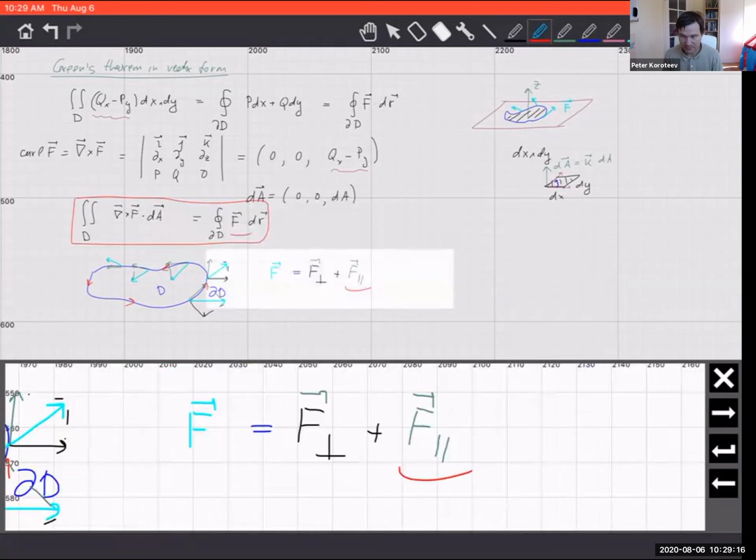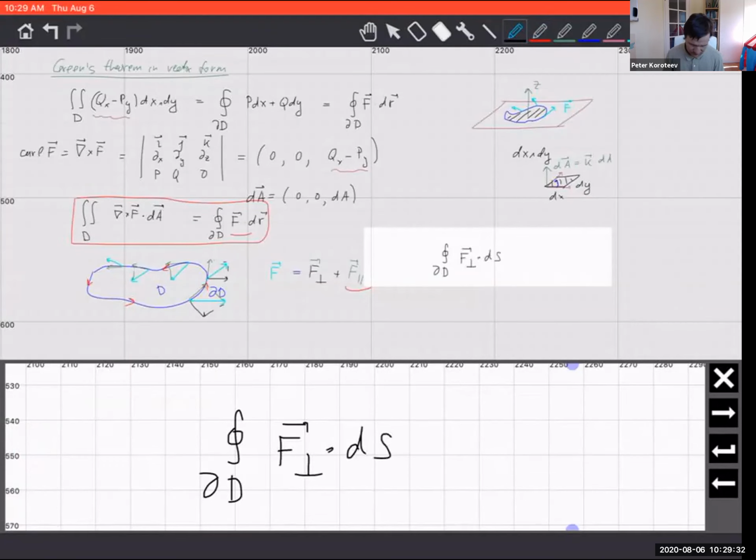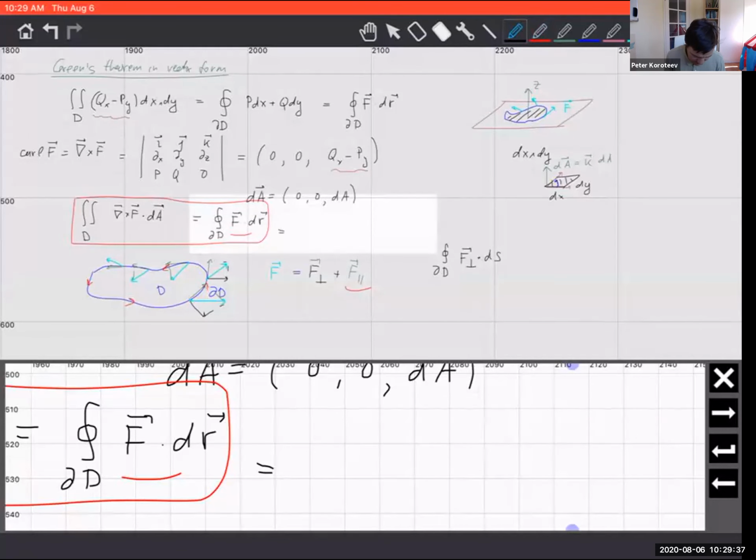But now, how about the normal component? What will happen if you integrate this normal component over the boundary? So just to reiterate, because of the scalar product, you can write it as an integral over the boundary of the normal component ds. That's what happens if you compute the scalar product.